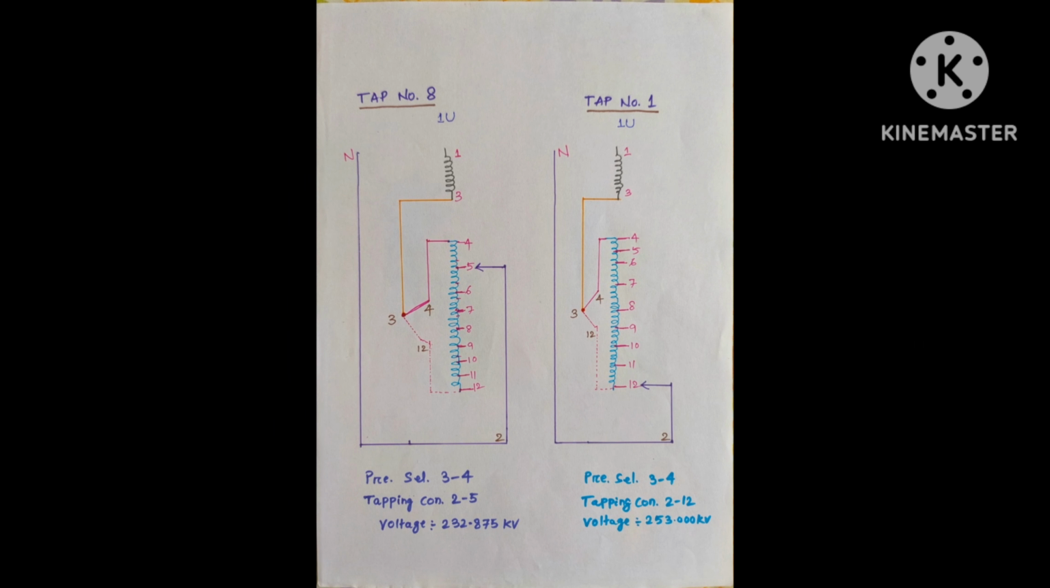Now we'll consider the case of tap number 8 and tap number 1. I have considered only one phase, but internally 3 phase will be connected. So here tap number 8 means here it is the main winding, and this is only adding 1.25%. So here it will produce a flux in this direction. You can see.